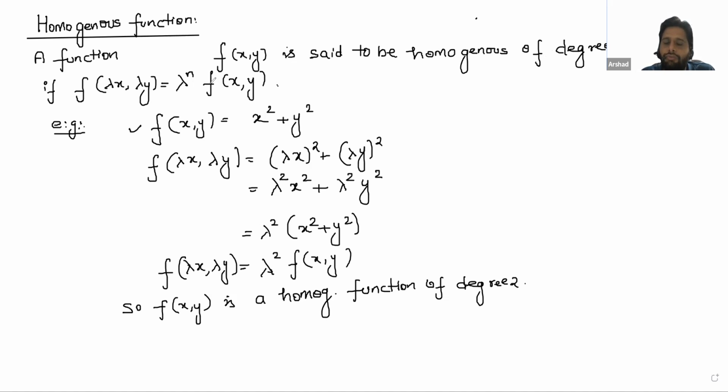Okay, a function is said to be homogeneous of degree n if in place of x you are putting lambda x, in place of y you are putting lambda y, and you get lambda to the power n. Okay, and the first thing, why I have written f(x, y) and not only f(x), is because normally we represent a function by f(x). But here I am representing it by x comma y, because in our function we will have both the variables x and y. That's why I'm writing x comma y.